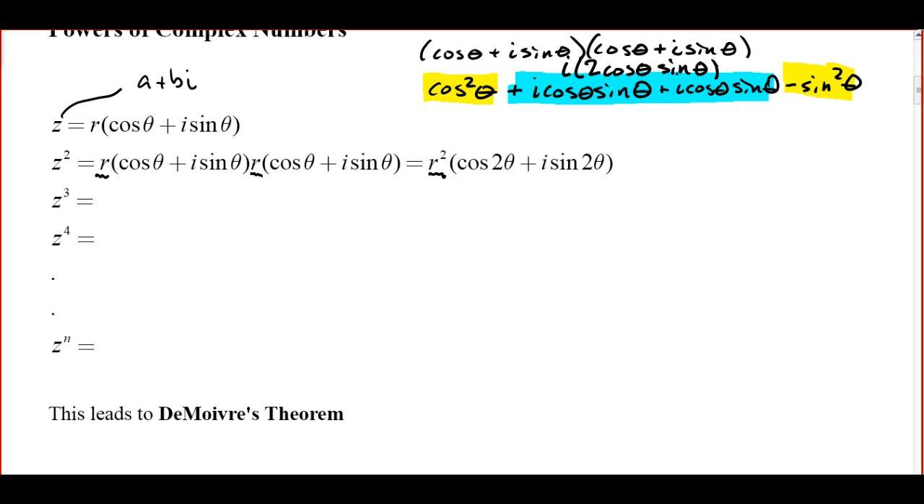So if you remember back to our double angle formulas, cosine squared theta minus sine squared theta is going to be cosine 2 theta. So that's where our cosine 2 theta comes from. These two things go together to make cosine 2 theta. And then this part over here, 2 cosine theta sine theta, that's going to be our sine 2 theta, and then we have the i that goes along with it.